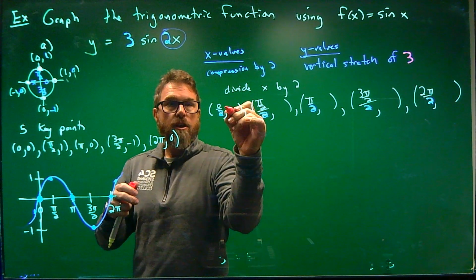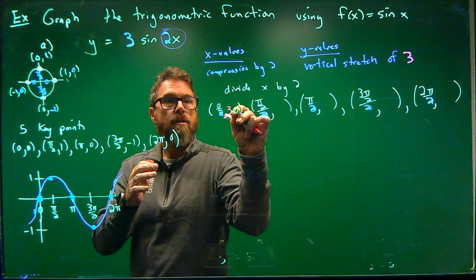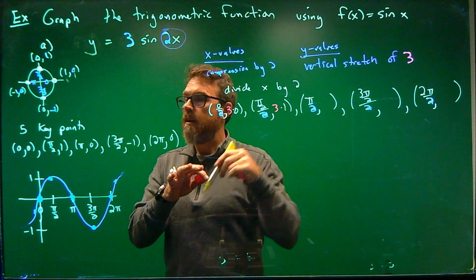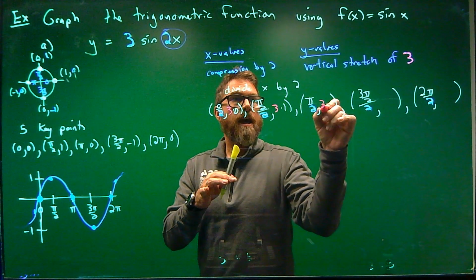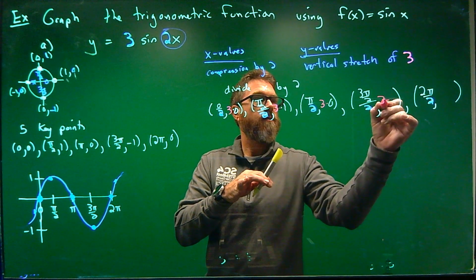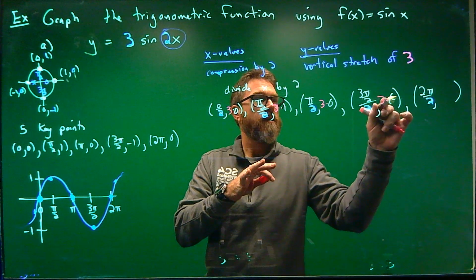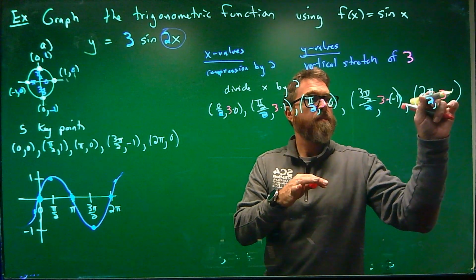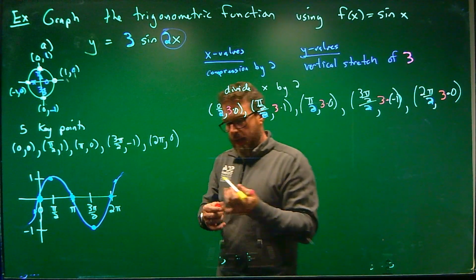So I have 3 times 0. I'm going to have 3 times 1. We're going to have 3 times 0. 3 times negative 1. And then finally back to 3 times 0. And what does that do for us?